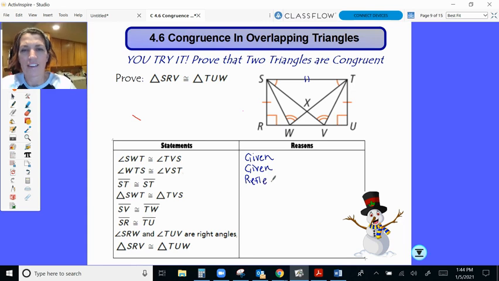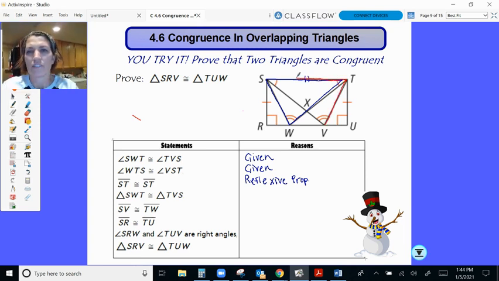Reflexive property. Okay, and so what we have here is we have this triangle right here, and we have this triangle right here.